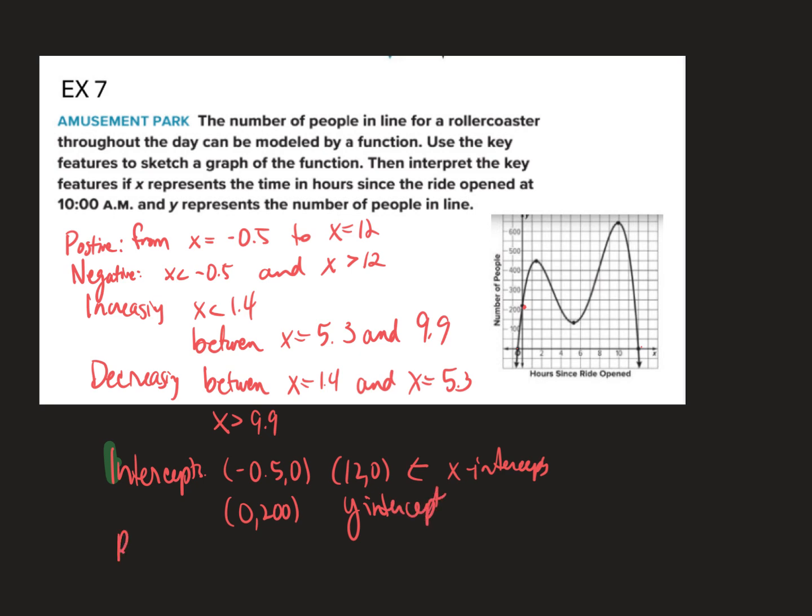Relative minimum. I hope you all have enough room to write all this. I think you do. Relative minimum would be here, and that is 5.3, 133.